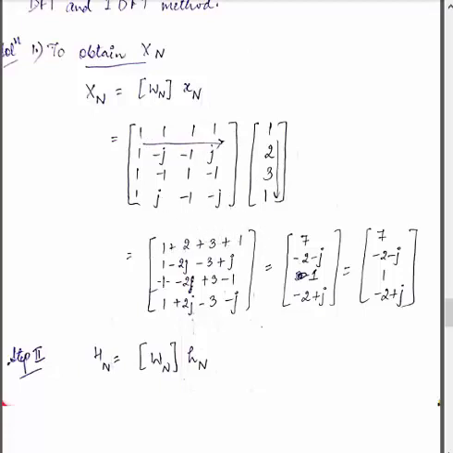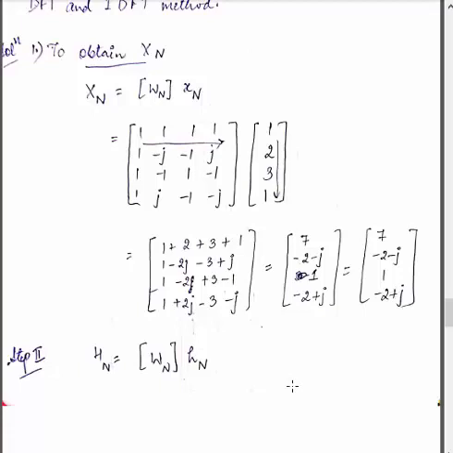Then 1 minus 2j minus 3 plus j. 1 minus 2 plus 3 minus 1. Then 1 plus 2j minus 3 minus j. It becomes [j 7 minus 2 minus j 1 minus 2 plus j].